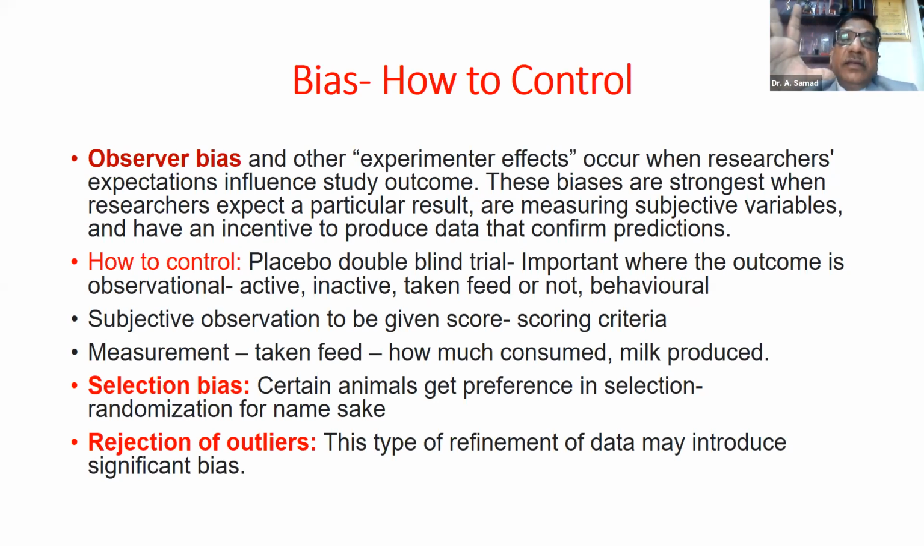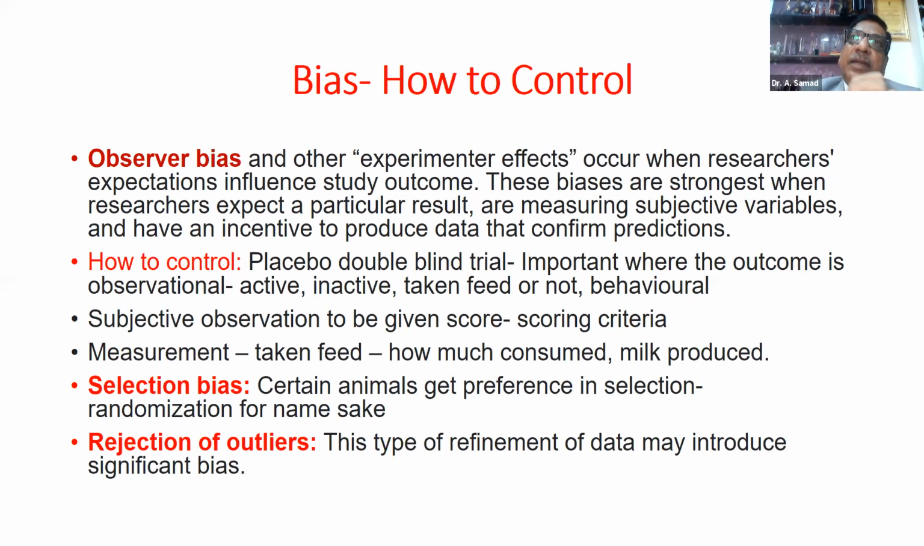Now, how can this bias be controlled? This bias can be controlled by what is called blinding, so that the researcher doesn't know what is drug and what is placebo. And that is concealed in an envelope and only opened once the data analysis is done.